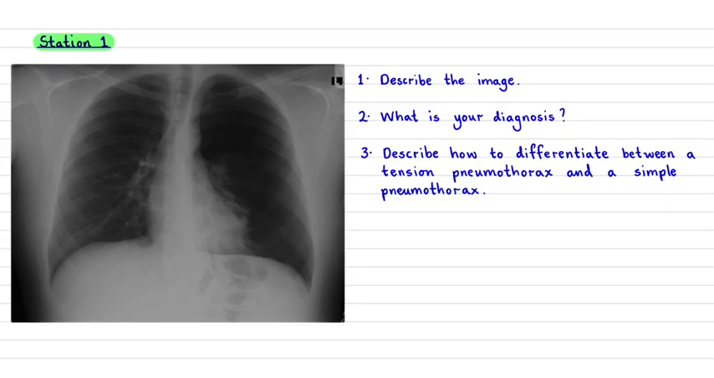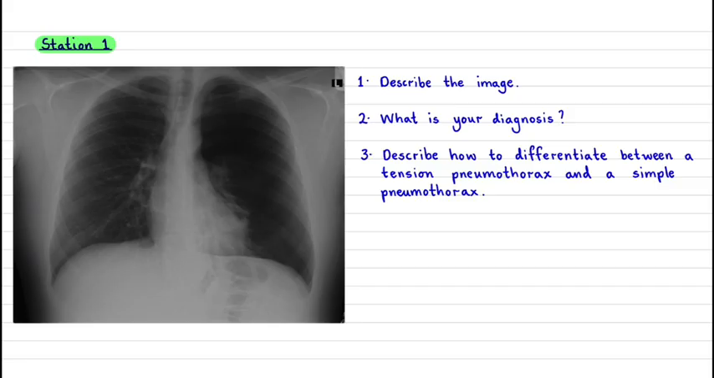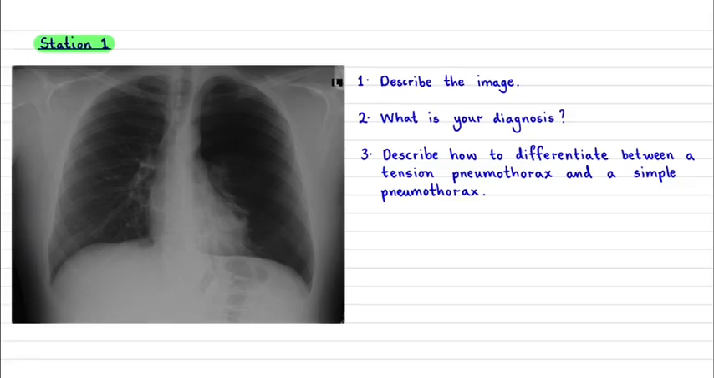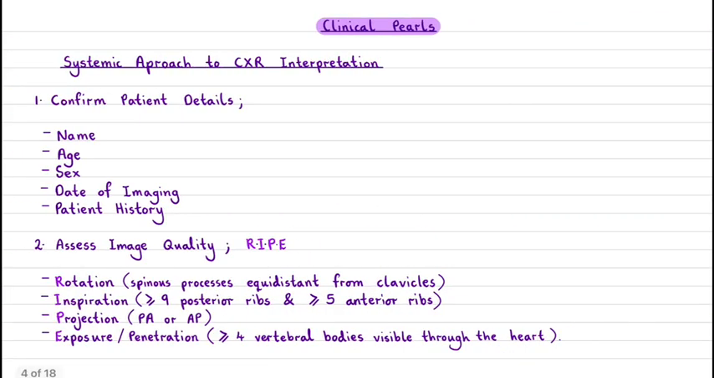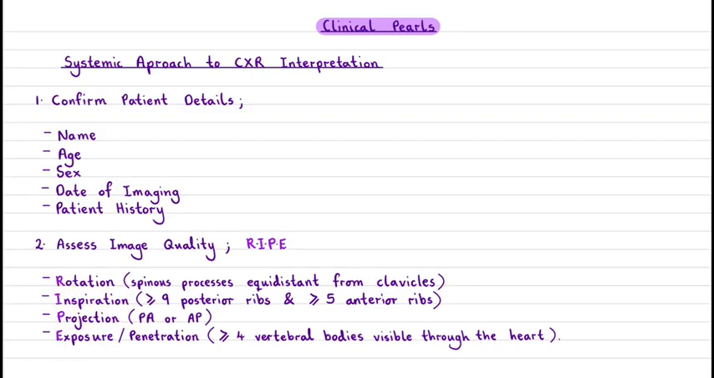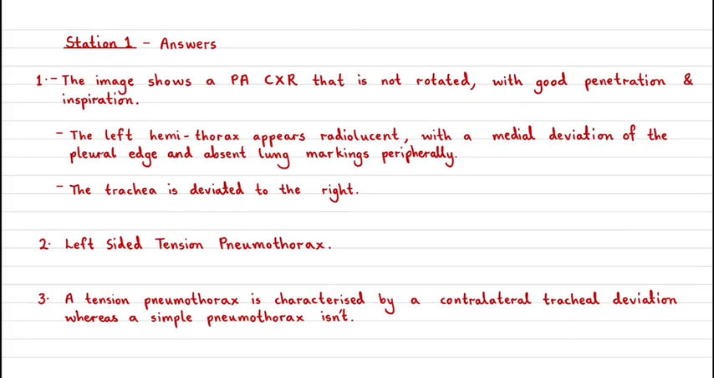You're going to notice that I'm going to be stressing so much on describing the image because I think we need to be able to describe to the radiologists what we see using their language. So here comes the answer. The image shows a PA chest X-ray that is not rotated with a good penetration and inspiration. So basically I'm following this type of format right here, where I comment on the rotation, the inspiration, projection, and exposure. And then after that, I go ahead and comment on the pathology that's present.